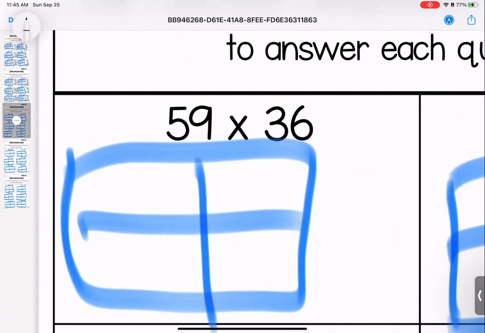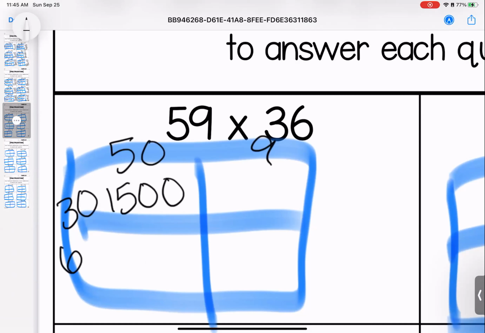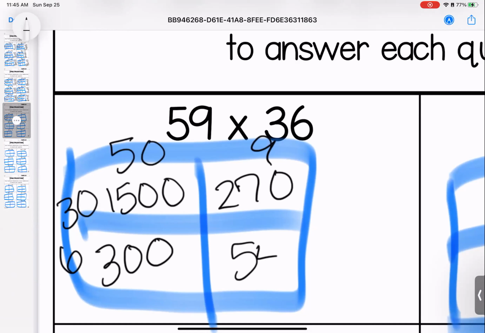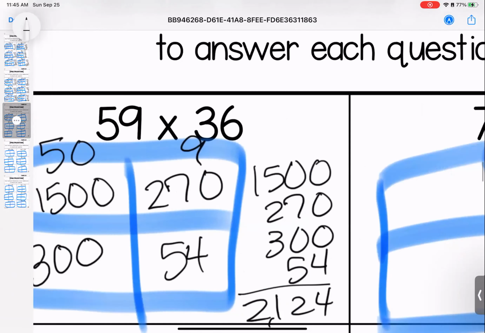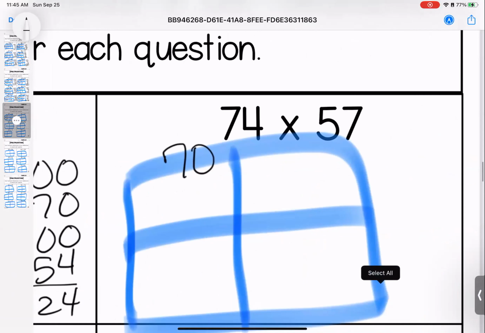Welcome to page number 3, my loves. 59 times 36. Break it down into pieces. 5 times 3 is 15 and 2 zeros. 3 times 9 is 27 and a 0. 6 times 5 is 30. Don't forget your 0. 6 times 9 is 54. We stack, we add, and we get 2,124. Over here, we break it down.